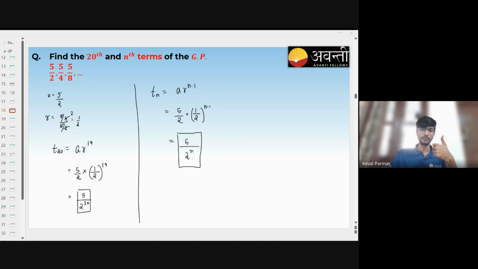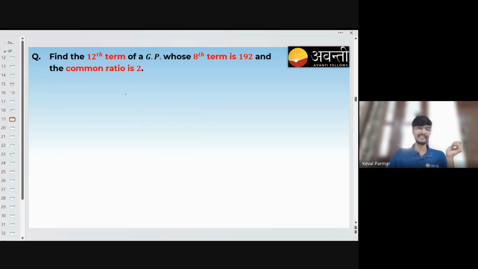Chalo. So let's move on to the next question. This one, again, is an NCERT question. Find the 12th term of a GP whose 8th term is 192 and common ratio is 2. Again, what do we need to find? We need to find the first term A and R. R is already given, which is 2. So that means I need to find A.